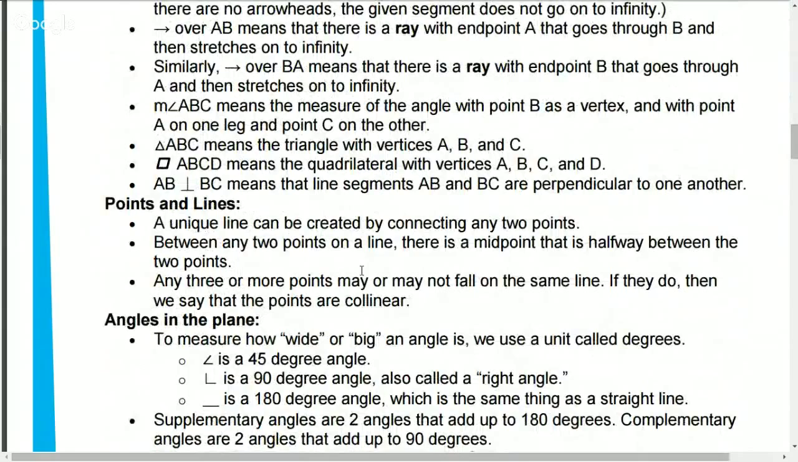Points and lines. A unique line can be created by connecting any two points. Between any two points on a line, there is a midpoint that is halfway between the two points. Any three or more points may or may not fall on the same line. If they do, then we say that the points are collinear.